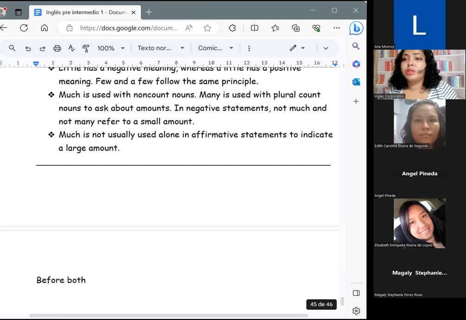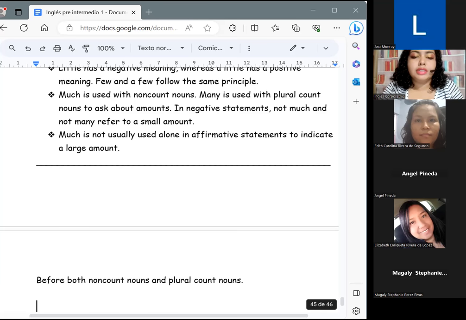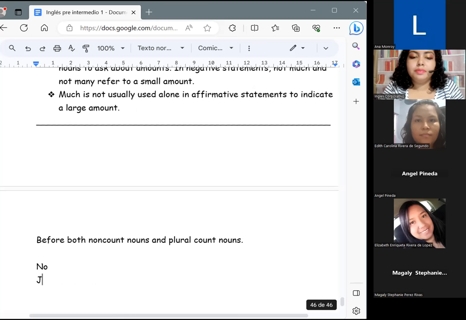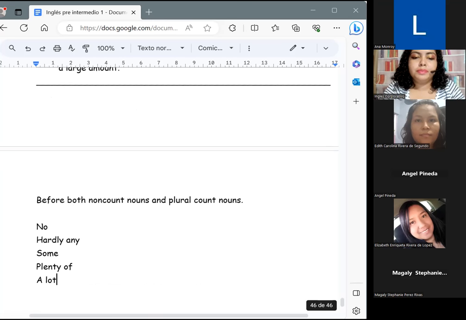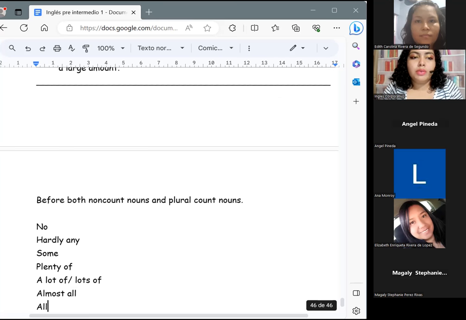And in this case, we can use it in both, in non-count and count nouns. Esto lo podemos utilizar para ambos. So we have the list: no, hardly any, some, plenty of, a lot of, lots of, almost all, and all. And we have some examples.